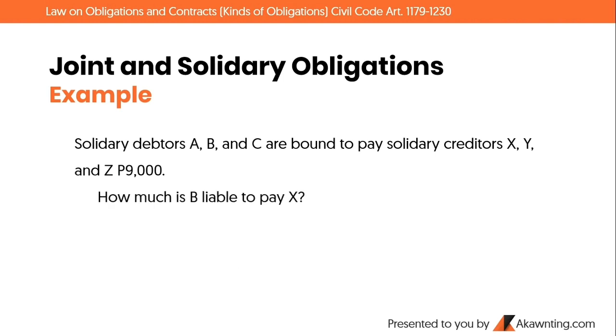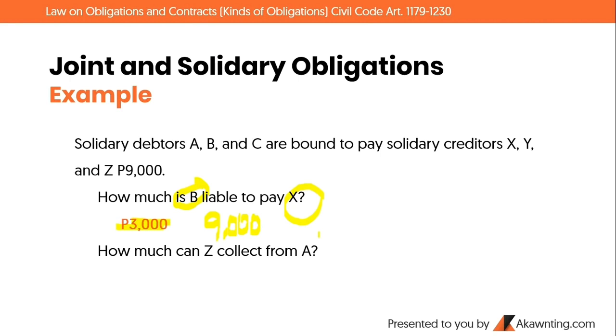Okay. So, how much is B liable to pay X? So, magkano ang babayaran nga ba ni B kay X? Okay. Dahil sila ay parehong solidary, si B solidary, si X solidary, 9,000. Okay, so mali. Mukhang na-copy-paste natin yung example kanina dun sa solidary. Hindi natin na-edit yung PowerPoint. Okay. So, 9,000. So, how much can Z collect from A? Okay. So, magkano ang pwedeng kolektahin ni Z from A? Again, this is 9,000.